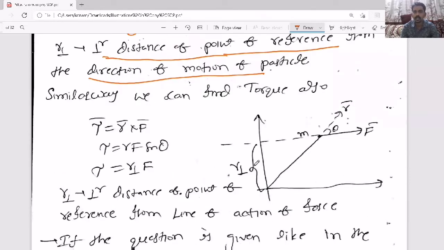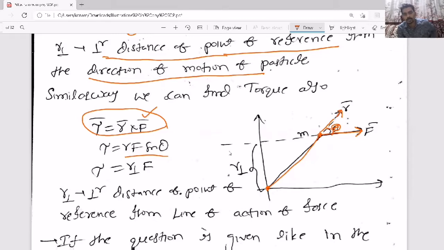In a similar way, if you consider the same particle, now one force is acting on the particle in a particular direction. Then with respect to the reference point, again you find the position vector and then find the angle between r bar and f bar. Now torque is defined as r bar cross f bar, that is the moment of force. See, the moment of linear momentum is angular momentum, r bar cross p bar. The moment of force is called torque, that is r f sin theta.